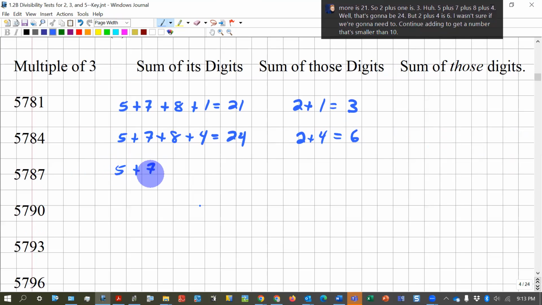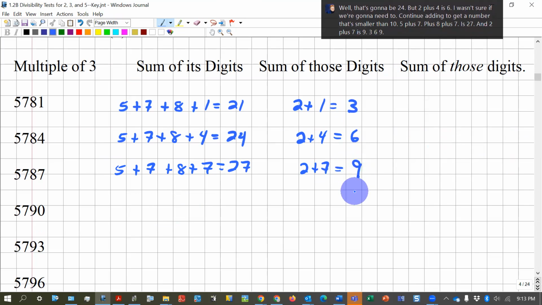5 plus 7 plus 8 plus 7 is 27. And 2 plus 7 is 9. 3, 6, 9 again.